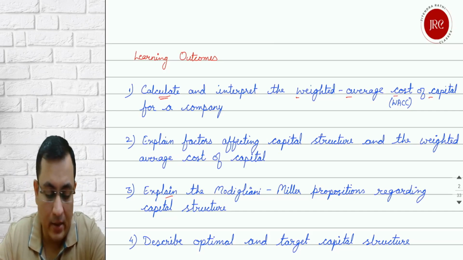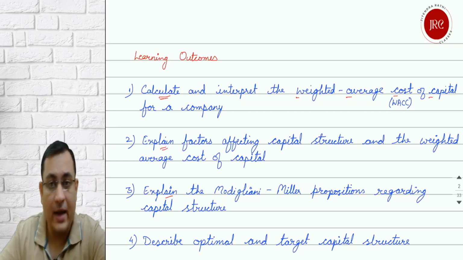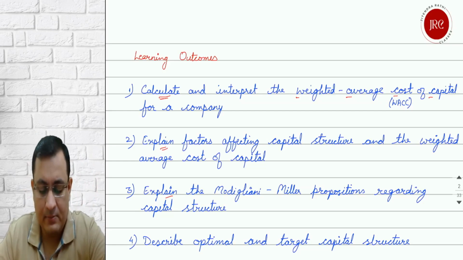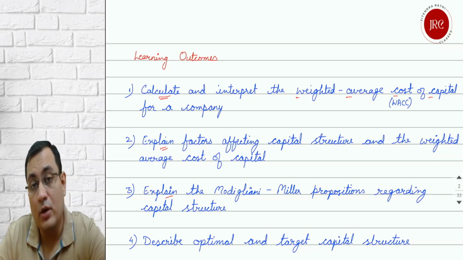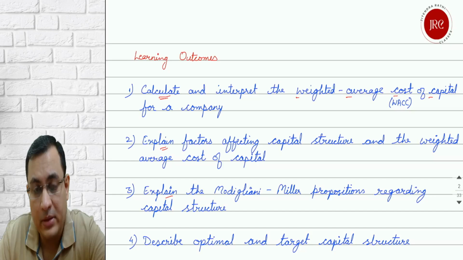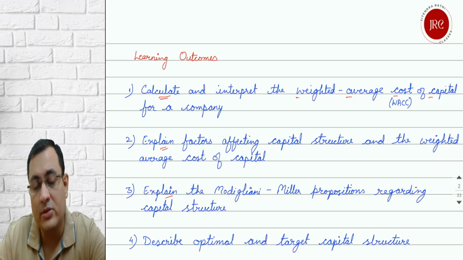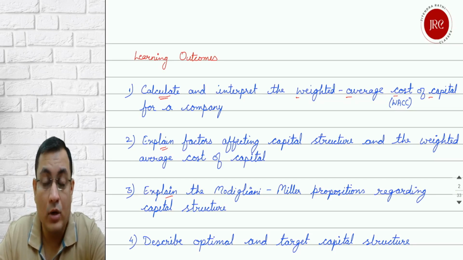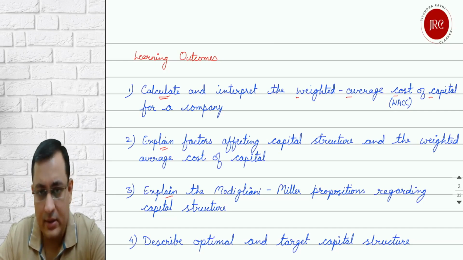Number two, the second learning outcome, that is explain. You have to explain factors, determinants affecting capital structure and the weighted average cost of capital, WACC. So what are the determinants of capital structure and WACC for an organization? Here we will try to understand what is capital structure, what is the optimum level, what are the objectives, and what factors, microeconomic factors, are going to affect this capital structure.